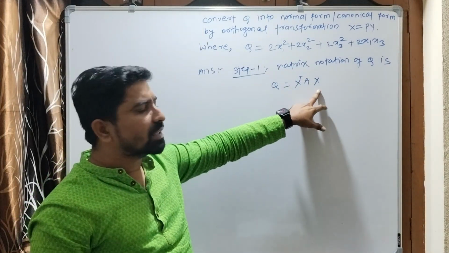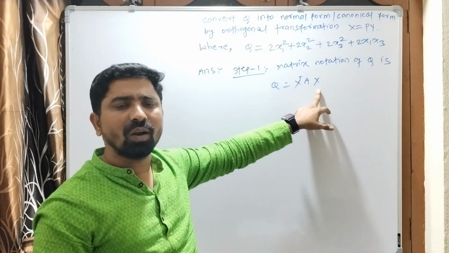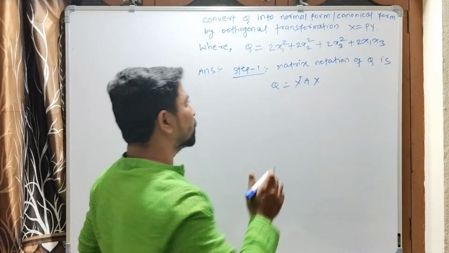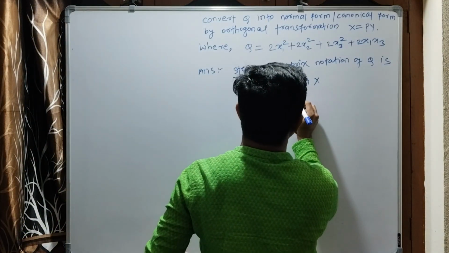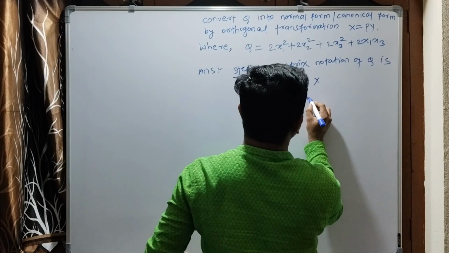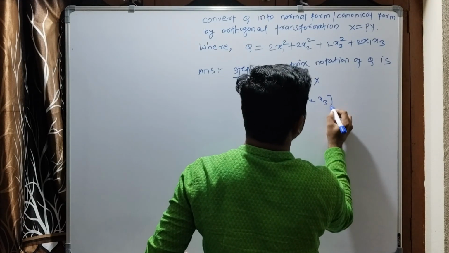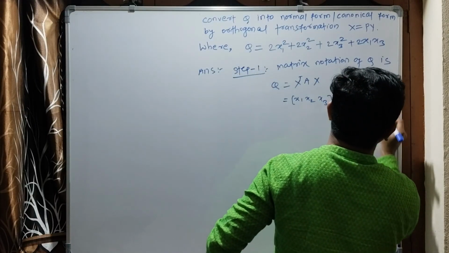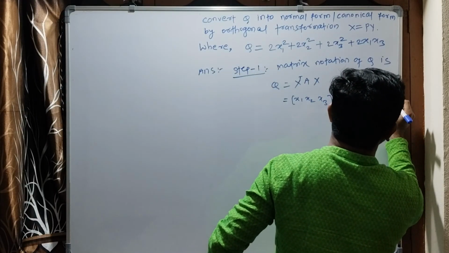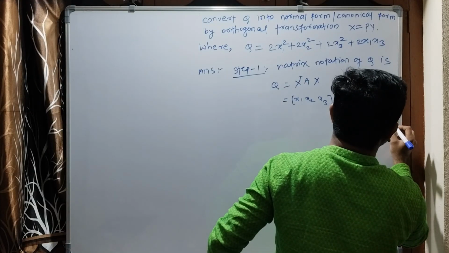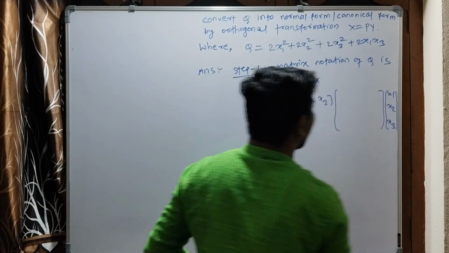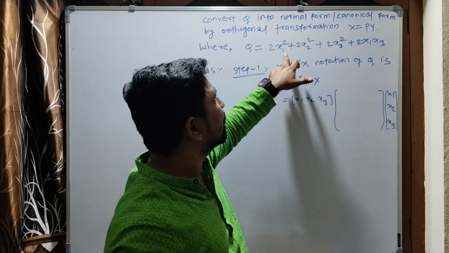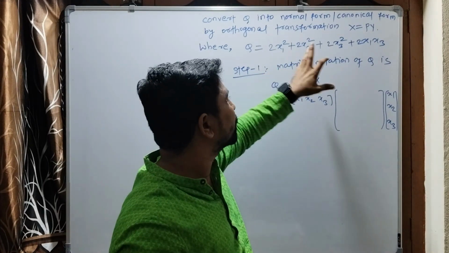Here X is the column vector of order 3 cross 1. Therefore X transpose is the row vector of order 1 cross 3. So here I am writing x1, x2 and x3. Now this is my matrix A, and this is the column vector x1, x2 and x3. Now, how do we write this matrix A with the help of the coefficients of the three variables x1, x2, x3?